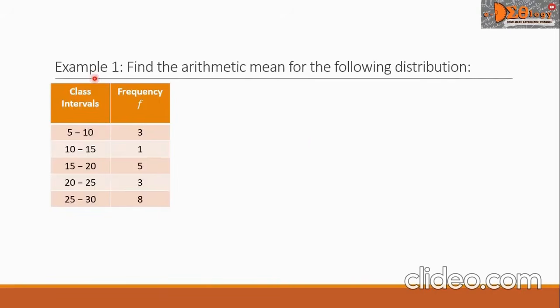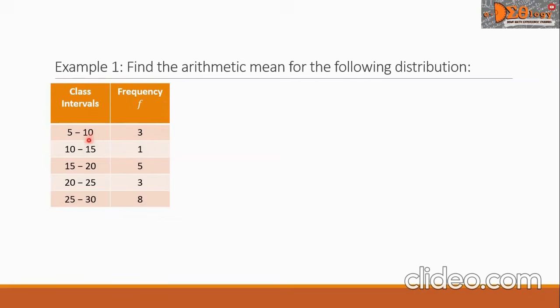Let's have example 1. Find the arithmetic mean for the following distribution. We have a table here with 2 columns. The first column is the class intervals, and we have 5 intervals here. And the next column is the frequency for the corresponding class intervals.